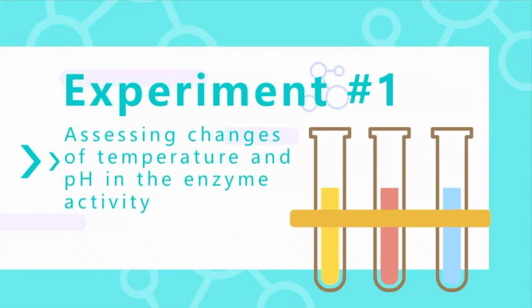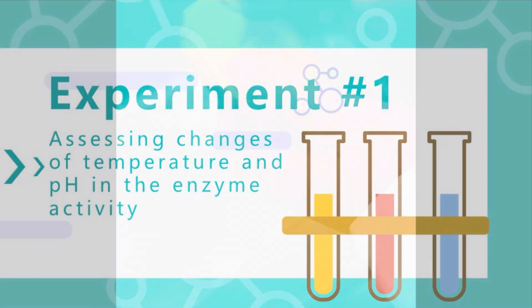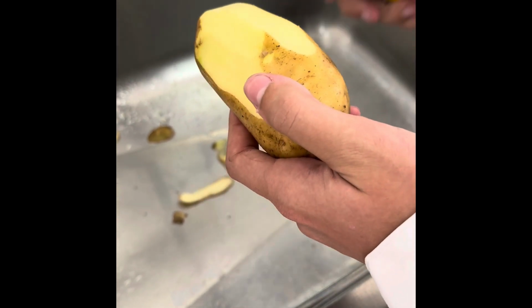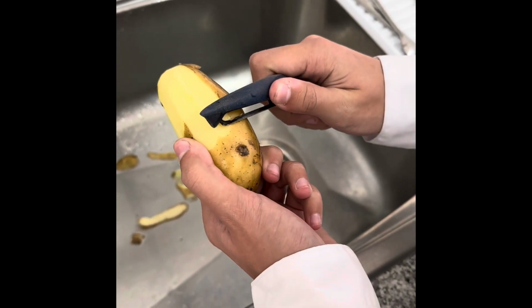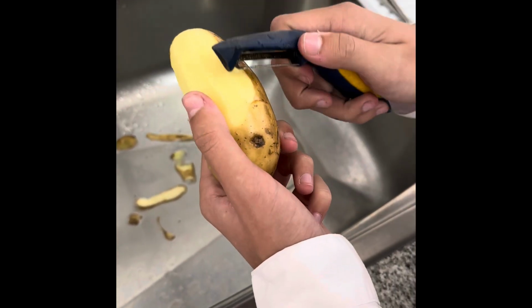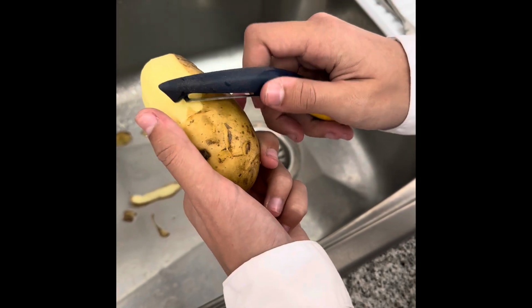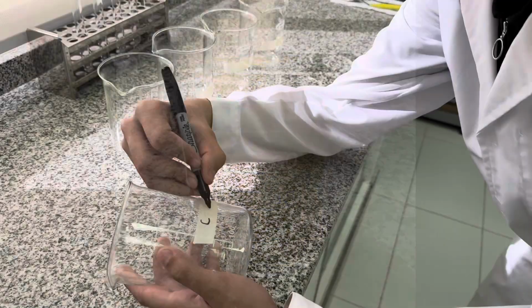Experiment number 1. Testing the catalase activity. In this experiment we will see how changes in the temperature and pH can affect the enzyme activity. To achieve this, we will use small pieces of potato and place them into different conditions. In each situation we will see how the enzyme activity is affected by assessing the amount of foam released.